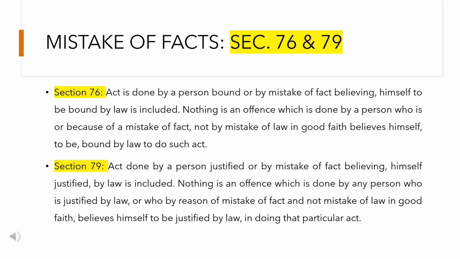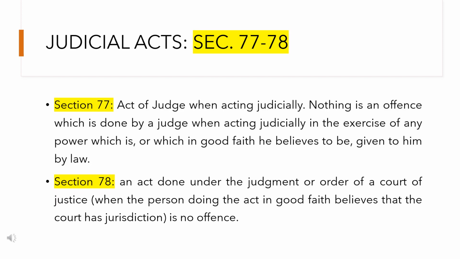Section 79. Act done by a person justified by law, or by mistake of fact believing himself justified by law, is included. Nothing is an offence which is done by any person who is justified by law or who by reason of mistake of fact and not mistake of law in good faith believes himself to be justified by law in doing that particular act.